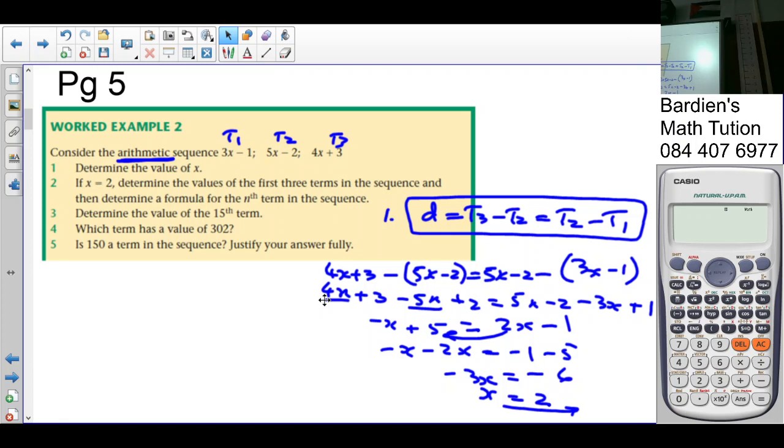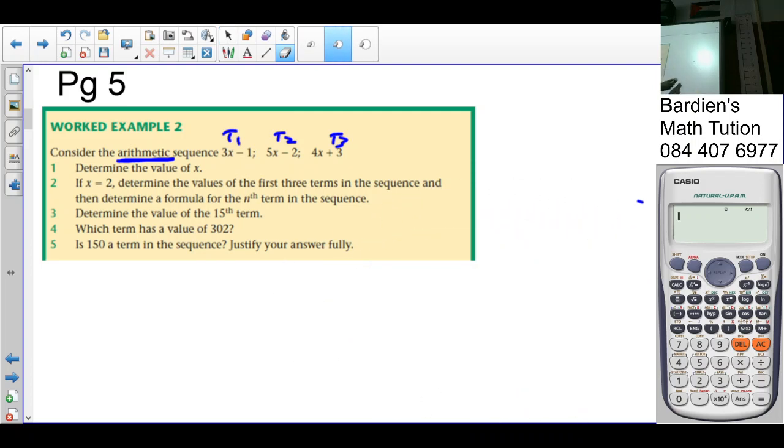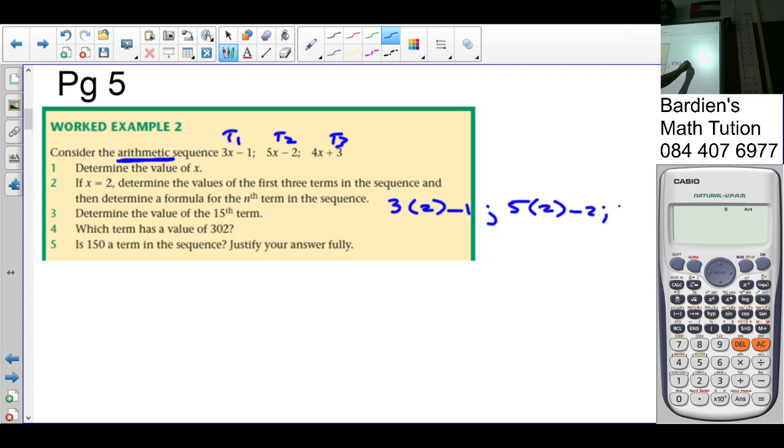Okay. So you have x is equal to 2, determine the value of the first 3 terms of the sequence. And then determine the formula for the nth term of the sequence. So how are we going to calculate the value of the first 3 terms if x is equal to 2? Substitution. So if 3x minus 1 is the first term, wherever I see x, I put the 2. So do the substitution quickly. And then find the general term for me.